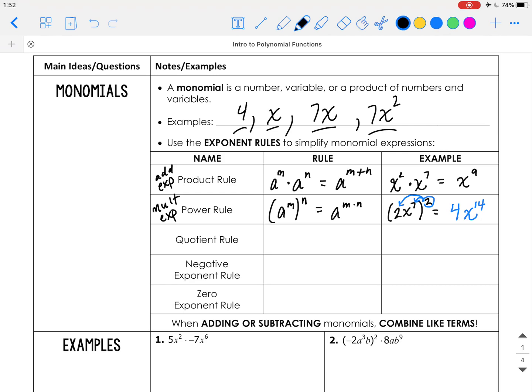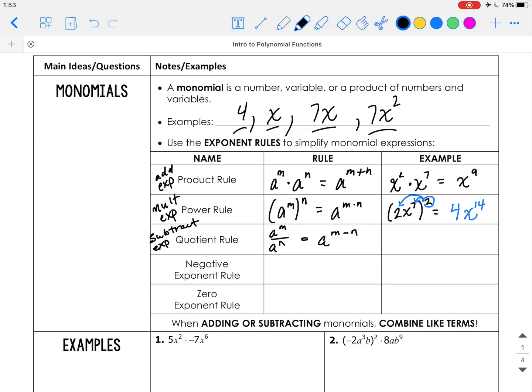Okay, our quotient rule. We are used to seeing quotients, it's just division. So let's say I had a to the m on top and a to the n on the bottom. It's very similar to the product rule. When we had multiplication, we added. So if we have division, we will subtract the exponents. If, say, we had a coefficient in the front, we would divide the coefficients like normal. But in terms of the exponents, we will have the one on top minus the one on the bottom.